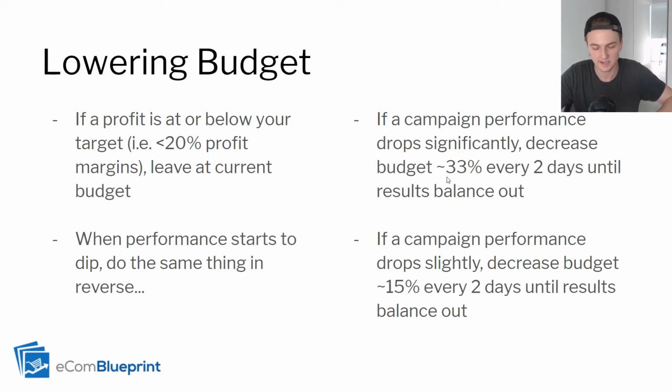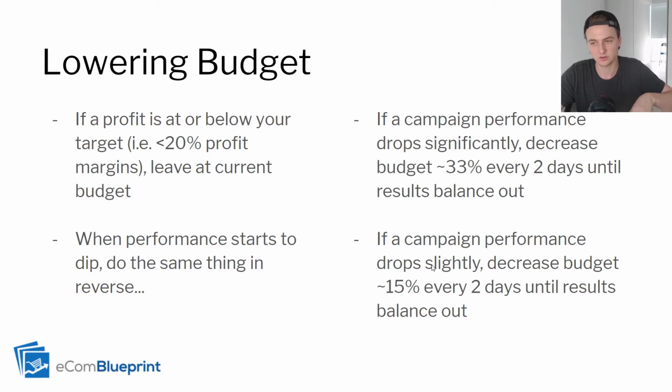balance out. Now, this is just an estimate, right? But if after 2-3 days the performance doesn't start picking back up and it's doing bad, you want to lower the campaign budget gradually until you get it at a point where it can be profitable. So if a campaign performance drops significantly, decrease budget every 2 days by around 33% until the results balance out. If a campaign performance drops just slightly, right?